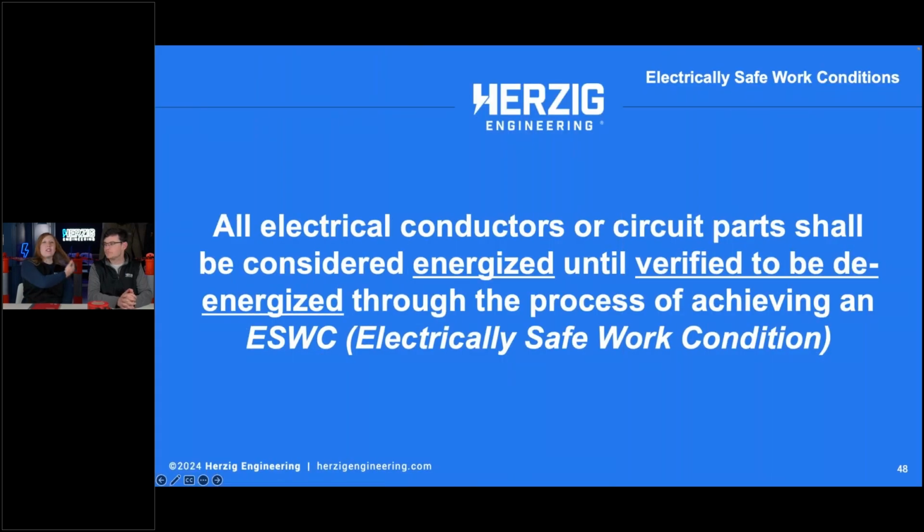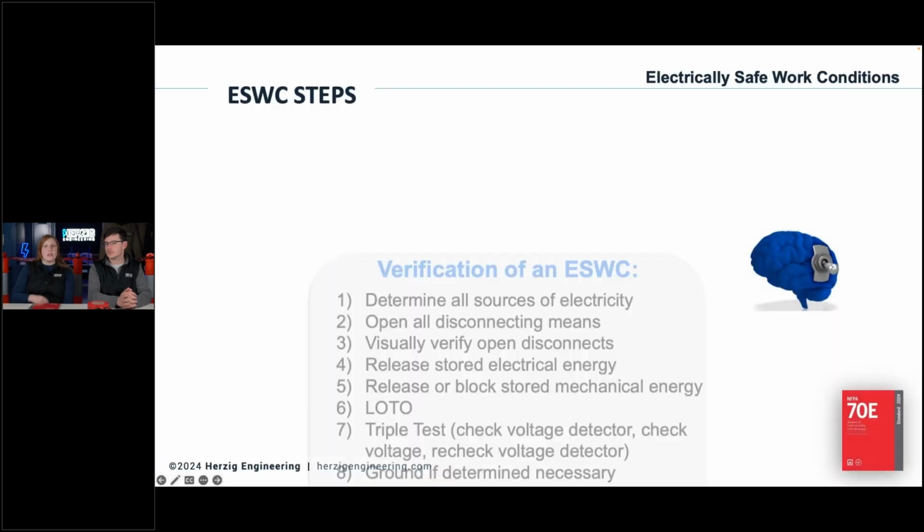And another thing, just because you shut off the disconnect for what's feeding your equipment doesn't mean you can get away from these PPE and boundary requirements. Because all electrical conductors or circuit parts shall be considered energized until verified to be de-energized through the process of achieving an electrically safe work condition. To do that, it's an 8-step process. We summarized it on this slide here.